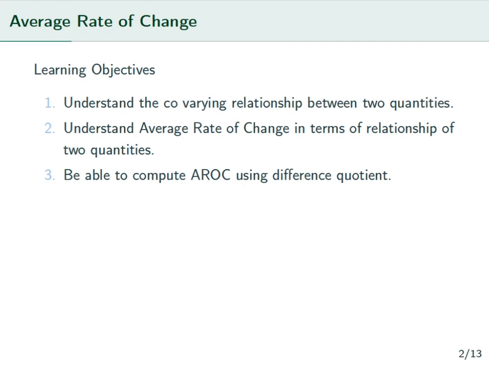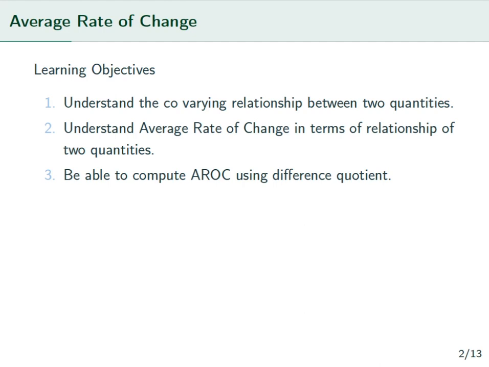Okay. So, the learning objectives of this section are to understand the covariant relations between two quantities, which is just rate of change; understand the average rate of change in terms of the relationship between two quantities; and be able to compute AROC, which is short for average rate of change, using the difference quotient.